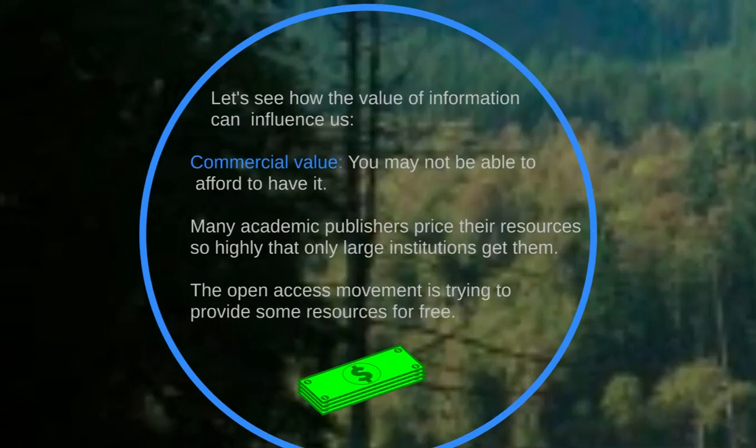So, how can this influence us? Commercial value. You might not be able to afford to have it. That's a big problem. If it's an expensive item, you might not buy it. You might not read it. Academic publishers are overpricing their work. And as a counter to this, there's a new open access movement that's trying to provide some resources for free. Increasingly, you're finding that there are journal articles and even whole books that are available for free online because open access people are trying to put them there as a counter to the high prices of academic literature.